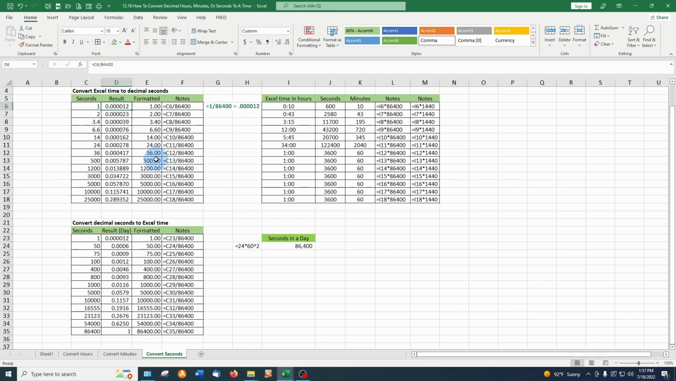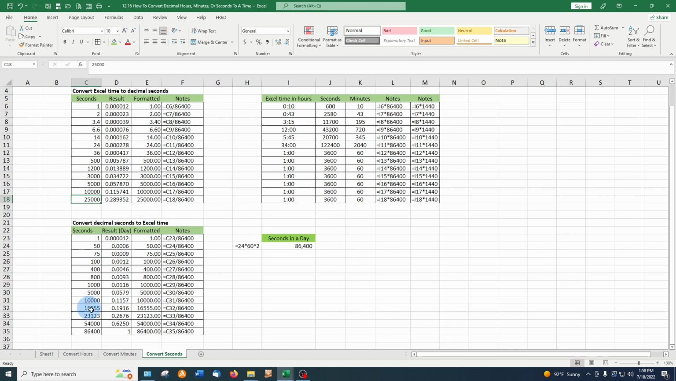If we convert 25,000 seconds into the day, it represents 0.289352% of the day. Why? 25,000 divided by 86,400 gives 0.289352. Multiply 0.289352 by 86,400 and you're going to get 25,000. That's 25,000 seconds. Keep that in mind.